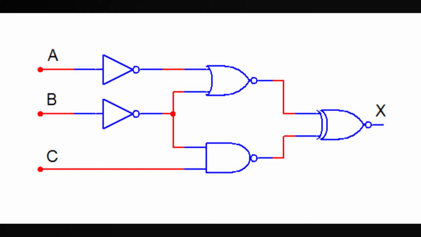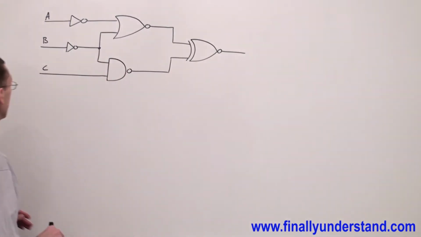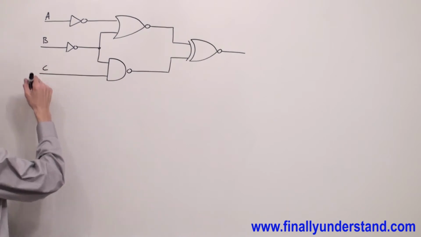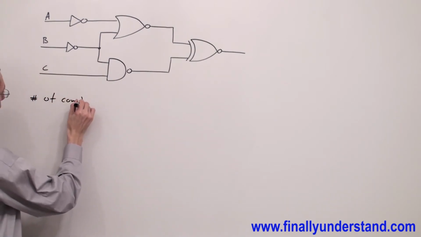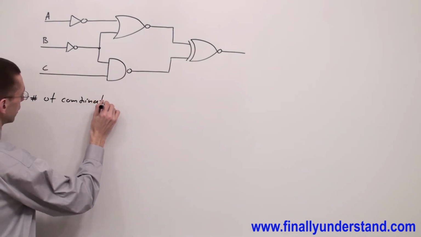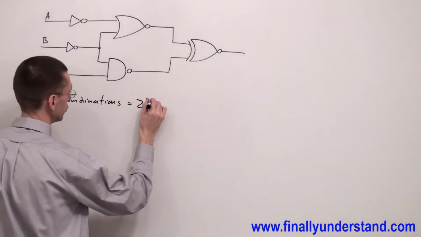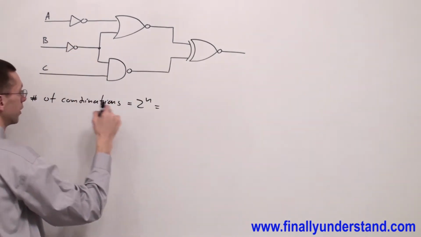Let's take a look at this example. We're supposed to find out the truth table of this circuit again. Like always, we're supposed to find the number of combinations which you can apply to these inputs. Number of combinations is equal to 2 to the n, where n represents the number of inputs or variables.